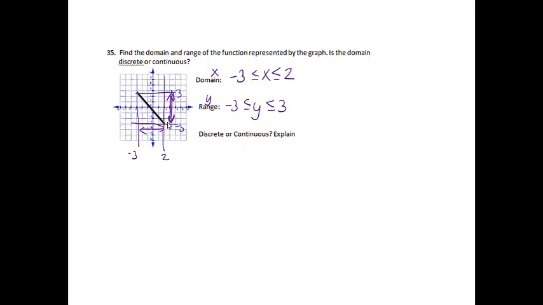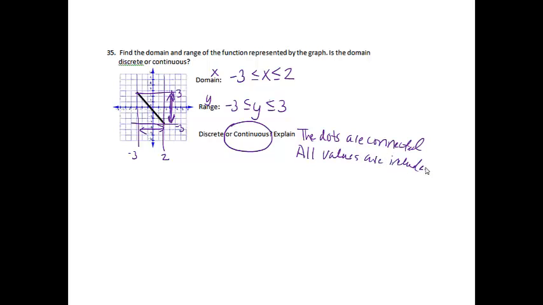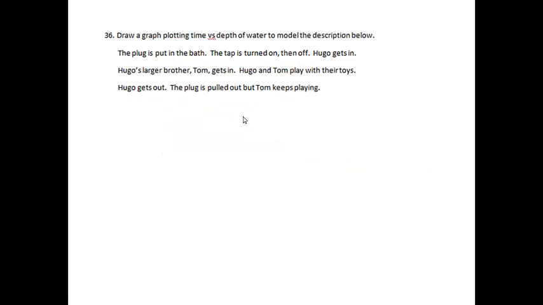Well, I don't just see dots on my paper, I see connected dots because it's just a continuous line. So this is going to be a continuous function, and the reason is we could say the dots are connected, even though we can't necessarily see dots. Or I could say all values are included because we don't just have dots, disconnected dots. They are connected. Okay, number 36, draw a graph plotting time versus depth of water to model the description below.